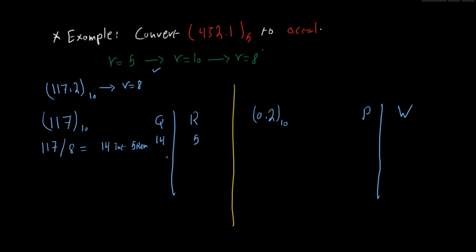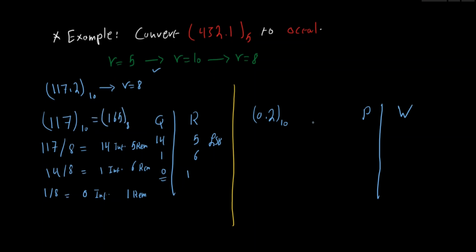14 doesn't equal 0, so we continue. 14 divided by 8 means 1 as an integer and 6 as a remainder. So here we have 1, 6, and we continue. 1 divided by 8 equals 0 integer and 1 as a remainder. So we have reached 0 here, and in the remainder we have 1. The LSB is 5, and that means 117 decimal is equivalent to 165 in the octal system.